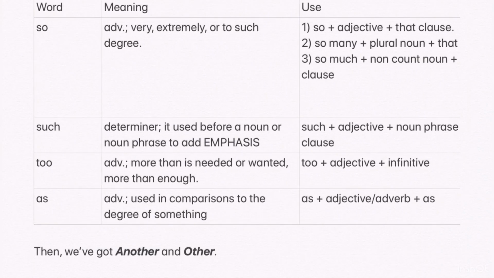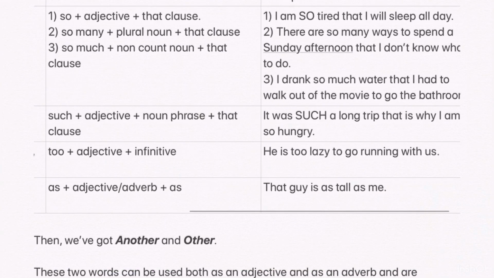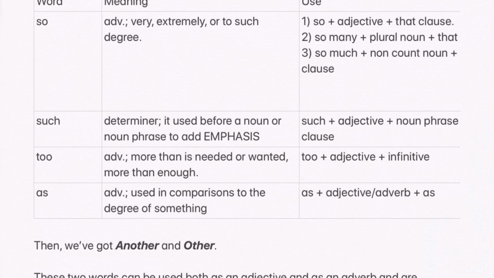Too, in this case, means more than is needed or wanted, more than enough, más que suficiente. It is used like this: too plus adjective plus infinitive. We don't use a that clause here, we use an infinitive. In this sentence, going running is the infinitive. He is too lazy to go running with us, okay? Too lazy. De flojo de más.